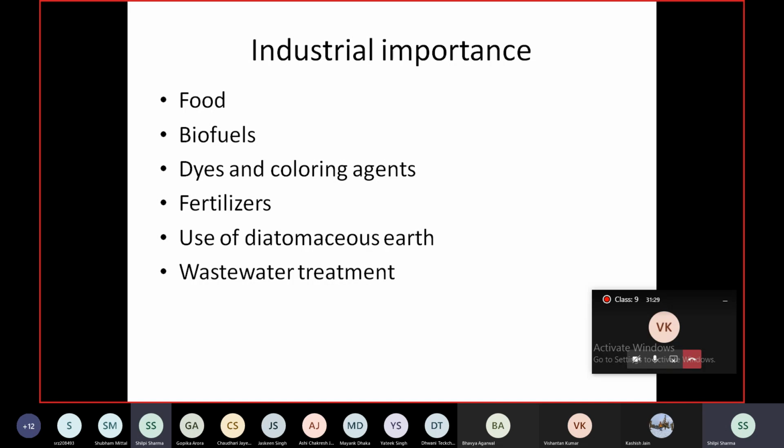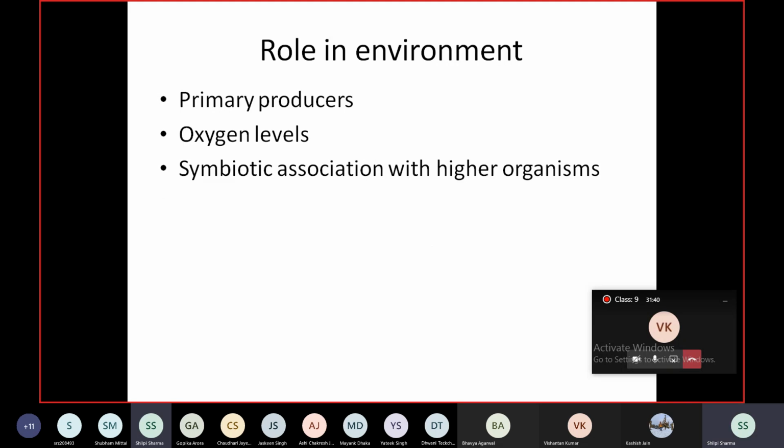Another important role of protists is their application in wastewater treatment, where they remove many biological and chemical contaminants. In the environment, algae produce about half of the oxygen generated by photosynthesis on the planet, thereby maintaining the oxygen levels. So they serve as the prime producer, as they can photosynthesize, like I said. Hence, they are the crucial component of food chains, especially in the aquatic system.